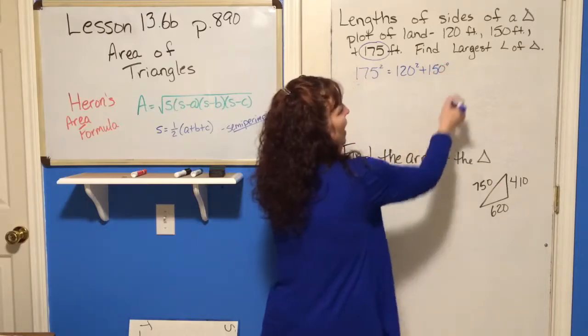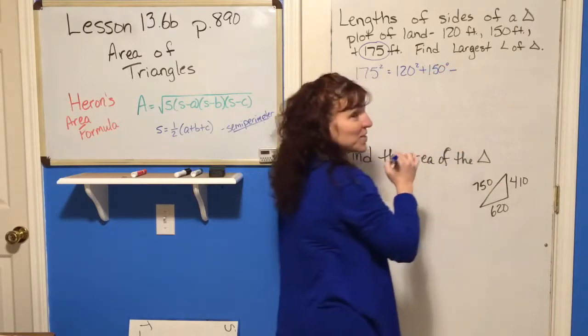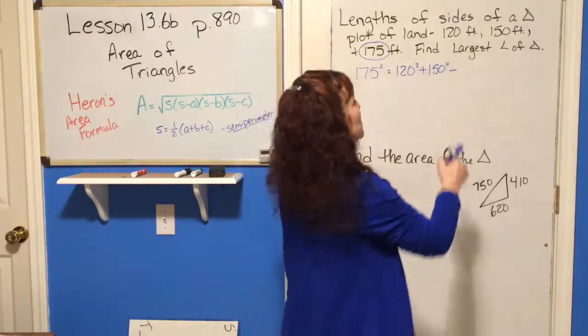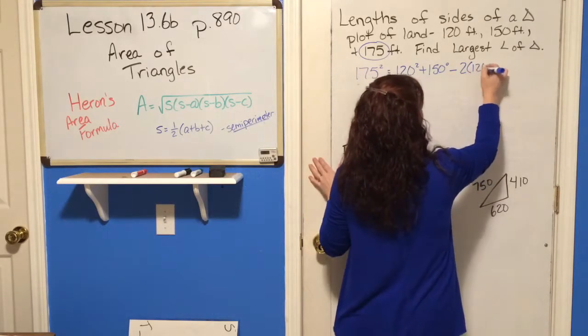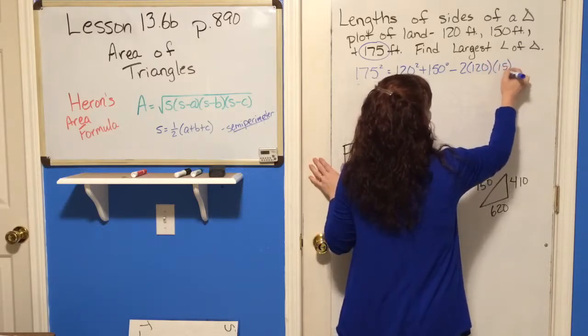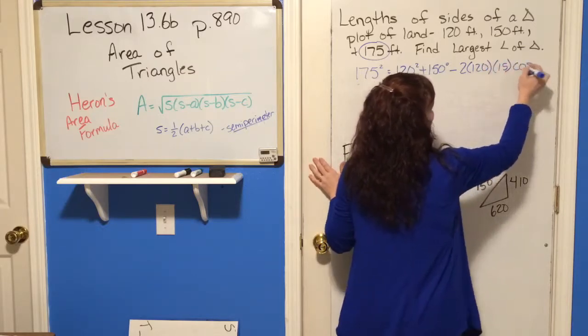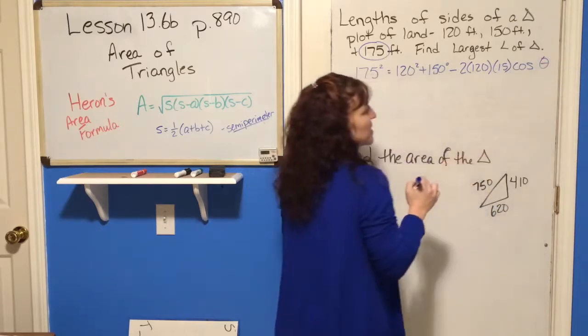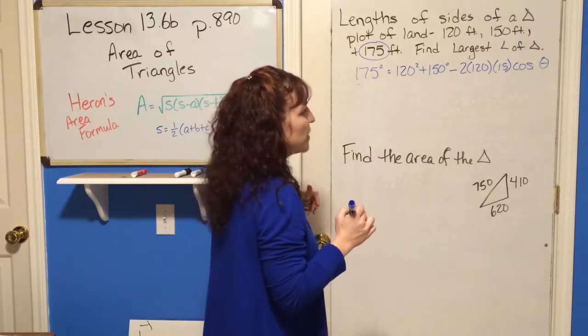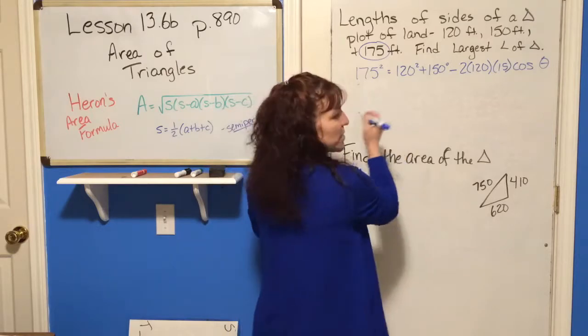Remember that? And now we're going to subtract. Do you remember this formula? Are you able to write it down quick before I do? So subtract 2 times the 2 sides that are on this side of the equation, times the cosine, and that's why it's the law of cosines. Cosine of, we're just going to call it theta in this case. It's the unknown angle.